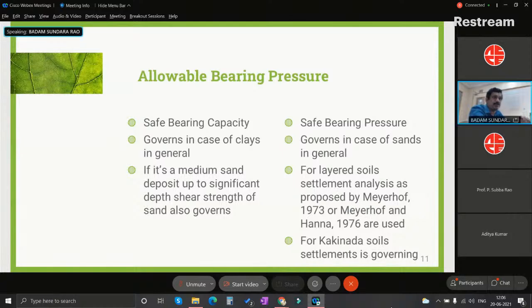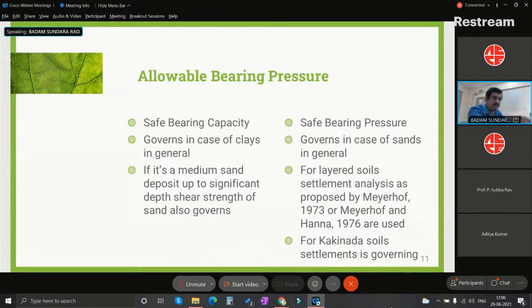Regarding the governing criterion, even though settlement is not the problem, even in the case of sands we have to calculate both the values. We have different approaches for finding the safe bearing capacity and also for the safe bearing pressure values. These values are to be estimated even for sands also. That is the sensitivity required.